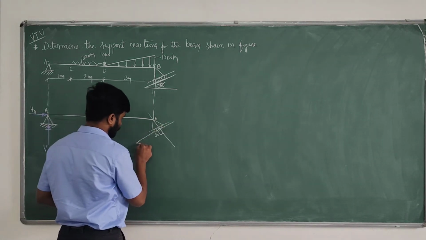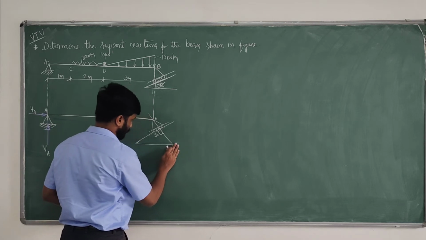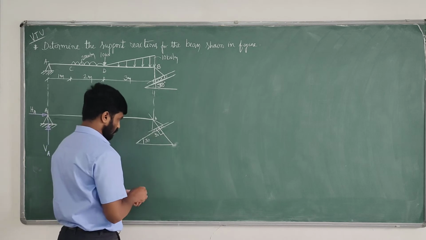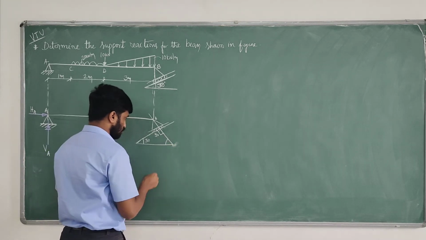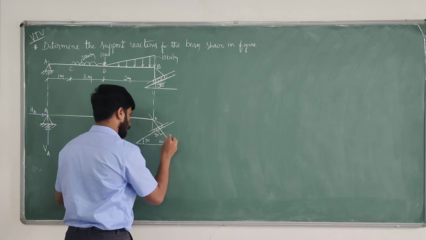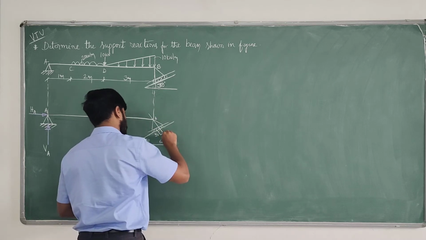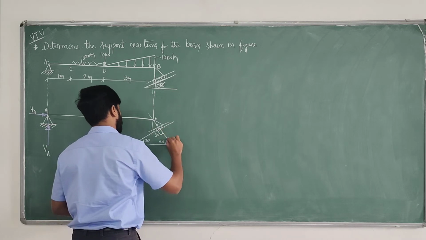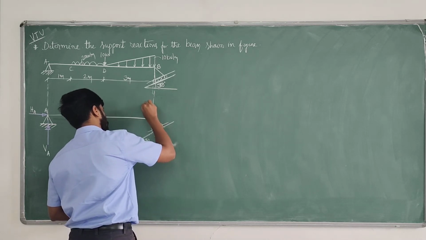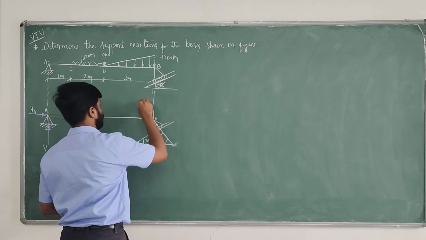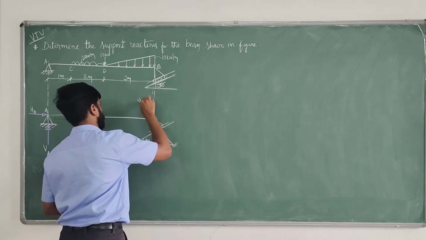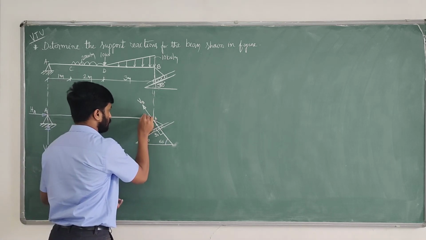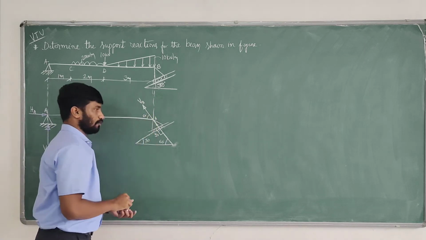When you are dropping the perpendicular, the given angle is 30 degree. 90 minus 30, it will become 60 degree. And reactions always act towards the support. So I will take just the principle of transmissibility. I take it here. So this is VB, the reaction at B, at an angle of 60 degree.